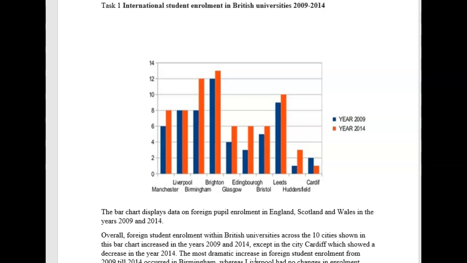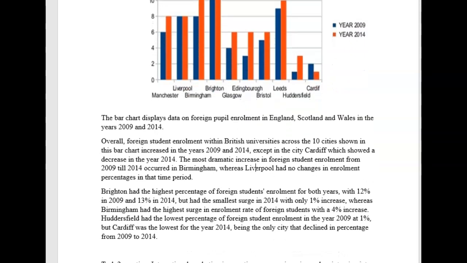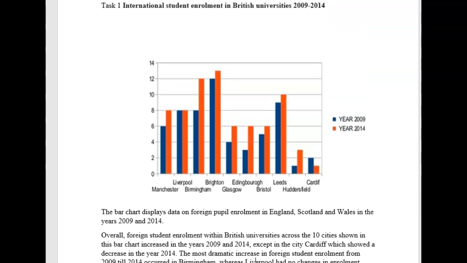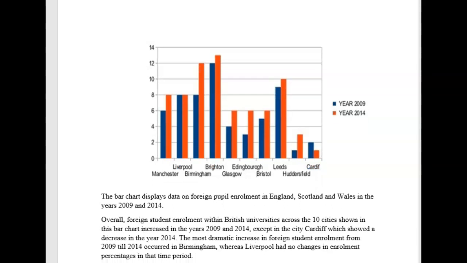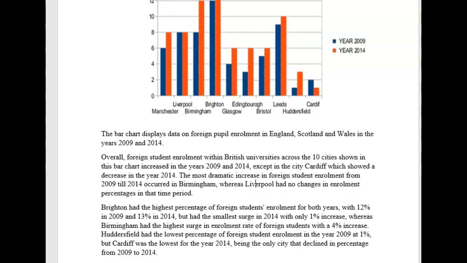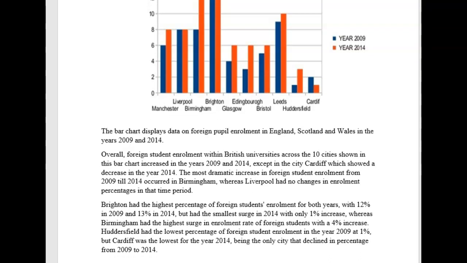International student enrollment. Let's see. Okay. The bar chart displays data on foreign pupil enrollment in England, Scotland, and Wales. Okay. In the years 2009 and 2014. Overall, foreign student enrollment within British universities across the 10 cities shown in this bar chart increased in the years 2009 and 2014, except in the city of Cardiff, which showed a decrease in the year 2014.